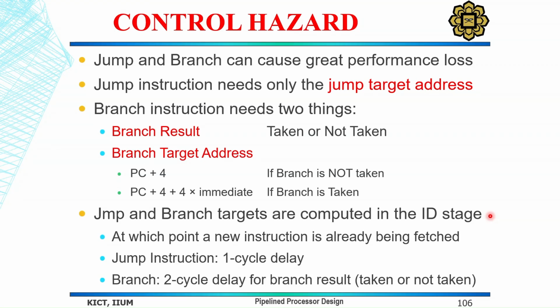A jump instruction only needs the jump target address, and a branch instruction needs two things. First, the branch result to determine whether the branch is taken or not, and second, the branch target address, which is PC plus 4 if the branch is not taken, or PC plus 4 times the immediate value if the branch is taken. Jump and branch targets are computed in the ID stage, at which point a new instruction is already being fetched. So a jump instruction causes a one cycle delay, whereas a branch instruction causes a two cycle delay, because we need both the target address and the branch result.